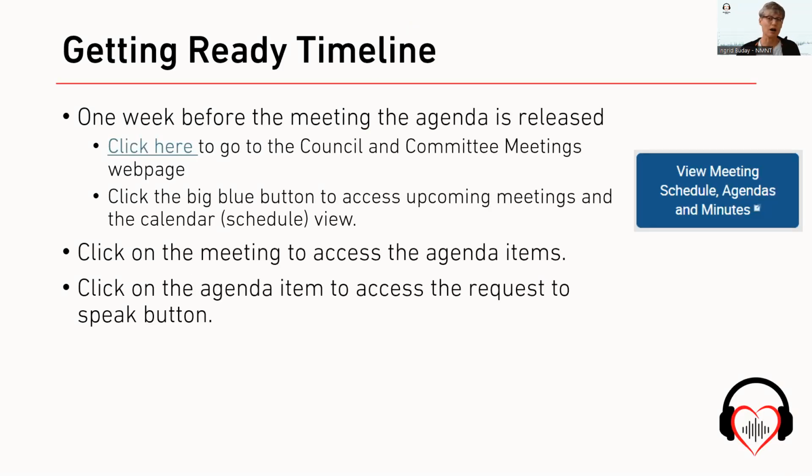And when you are thinking about that, basically you need to see when the committee meets, and then 1 week before that committee meets, the agenda will be released. And you can use this link to go to the council and committee meetings webpage and then click that big blue button that you see. I like to go to the schedule view, which is basically a calendar. So you click on that meeting that you want to possibly speak at to access the agenda items. And then you click on the specific agenda item to request to speak.